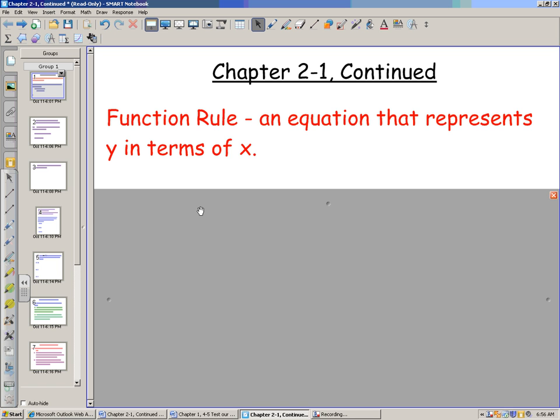Chapter 2-1, function rule. I'm going to do the same thing that I did yesterday, printing off your guys' notes for you. The majority of the notes are there for you. Just got to fill in where we start to do some math problems, okay?